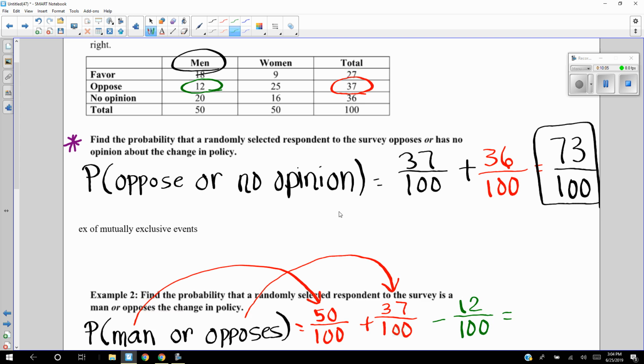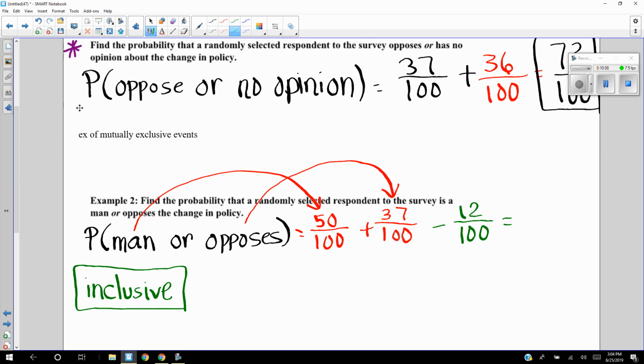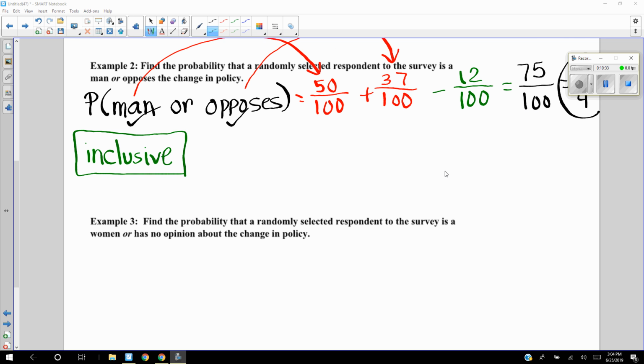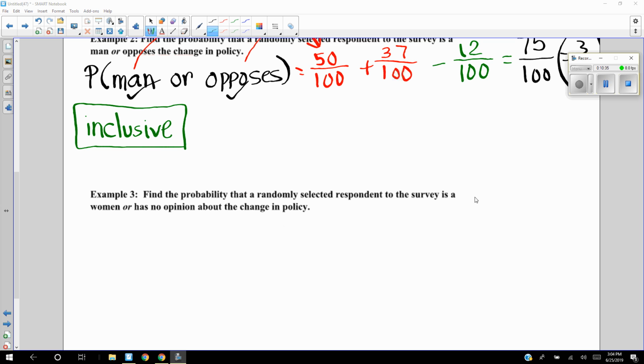So add and subtract those three probabilities, and that gives us the answer to this problem. This one's going to be a nice round number, 75 out of 100. So there's a 3 out of 4 chance of either a randomly selected participant being a man or being someone that opposes public policy. I encourage you to try example 3 on your own. Pause the video, and I'll go over it in just 1 second.